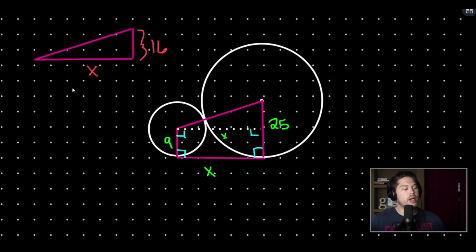And then what's the length of our hypotenuse? Well, we see that the radius of the smaller circle is 9. So this distance is 9. And similarly, this distance will be 25. 9 plus 25 is 34. So we know our hypotenuse is 34. Next, we can use the Pythagorean theorem, a squared plus b squared equals c squared. If we plug in values, we have x squared plus 16 squared equals 34 squared.